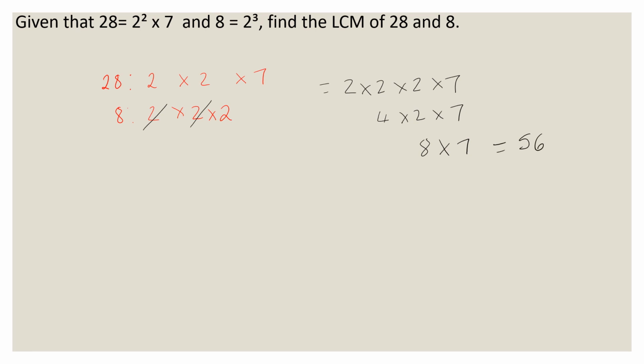So 56 is our lowest common multiple, and you can do that the other method if you want to because they are smaller numbers. So 28 would be 28, 56. I'm not going to go any higher because obviously you already know that's the answer. And if I was doing 8, I would say 8, 16, 24, 32, 40, 48, 56, and there we go, that is our lowest common multiple. The other method as well.